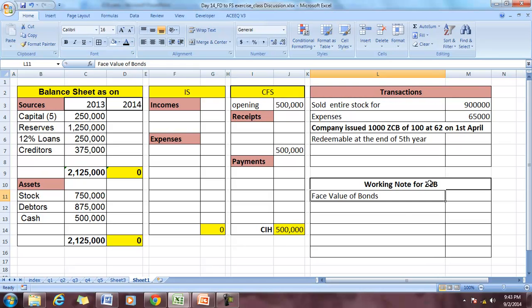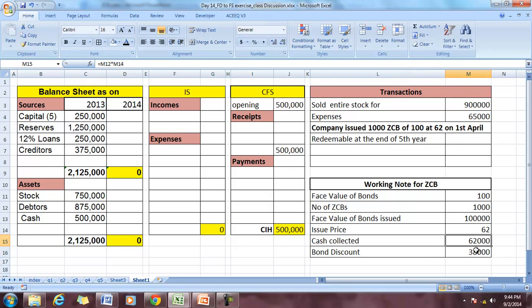The face value of the bond is 100. The number of bonds issued is 1000. So the face value of the bonds issued is equal to 100,000. But the price at which the bonds are issued is 62. So cash collected at the time of issue is 62,000 and the bond discount is 38,000.